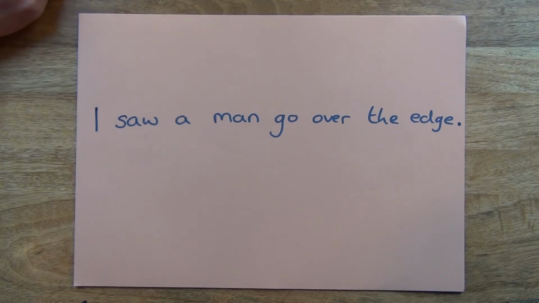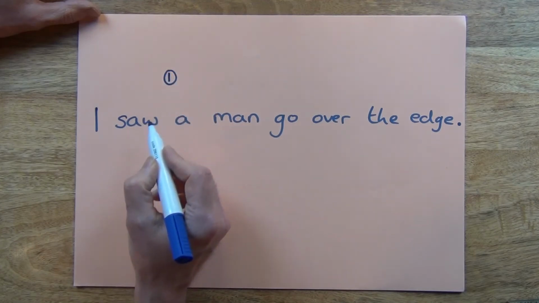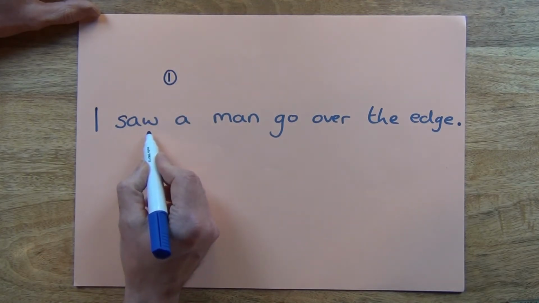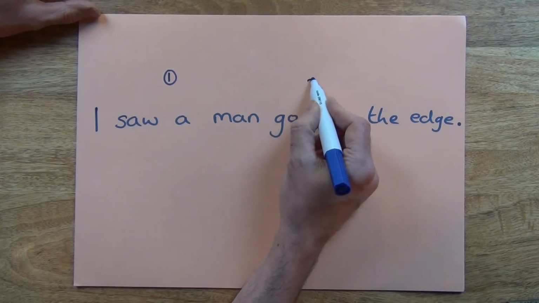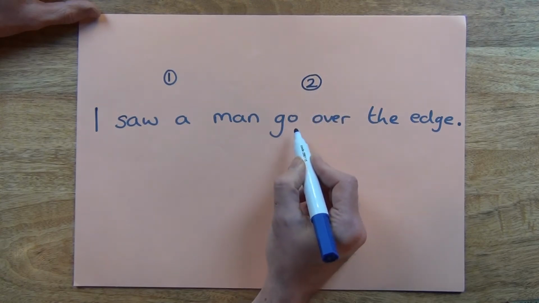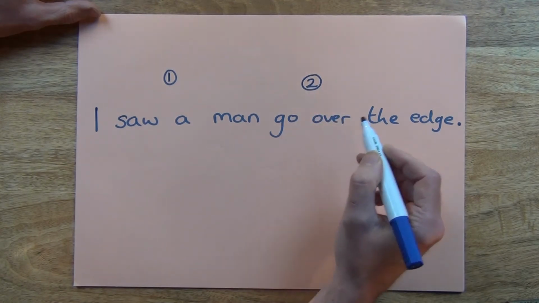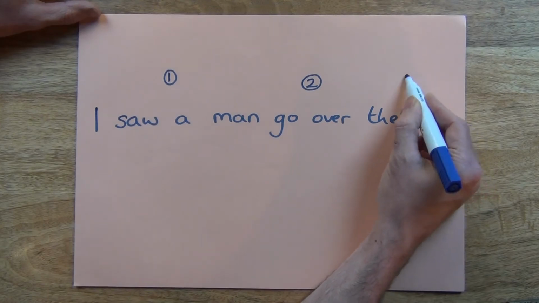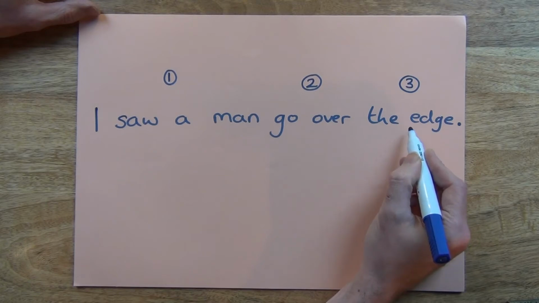Now in this sentence there are 3 places where one word ends with a vowel sound, like saw or go, and the next word starts with a vowel sound, like a or over. There's another one here. This time we have O and O. The last one is here. And this time we have an E and an E.